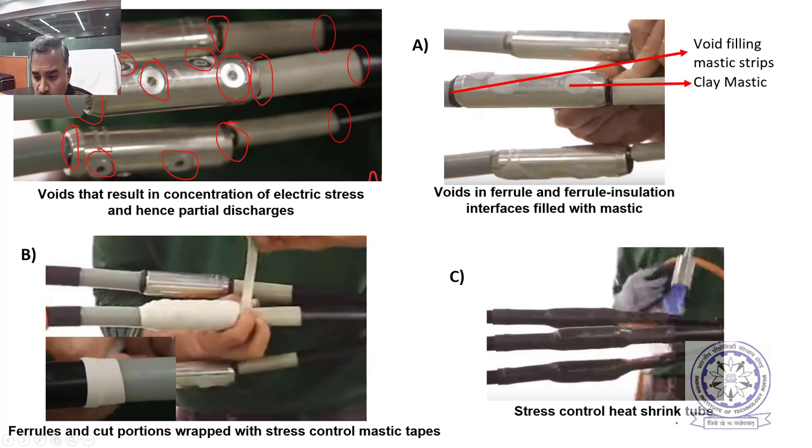Stress control heat shrink tubes. So above that we can put this kind of heat shrink tubes, which will shrink when heated. So this is how it is to be done.